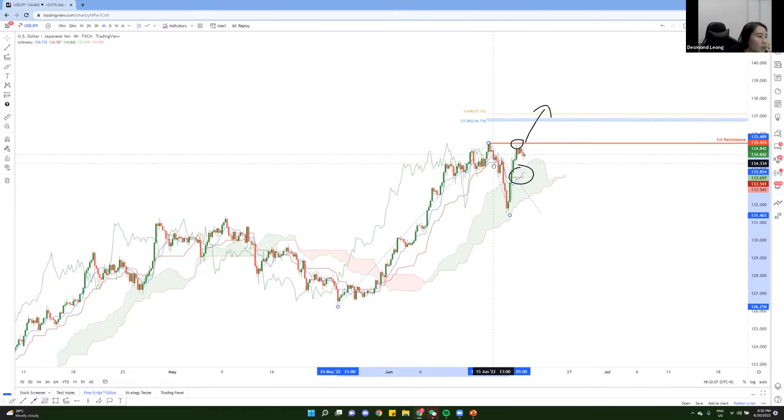But in this case, it's not that nice because there's a bit of distance, okay? I'm just showing this to you guys to show you how we usually look for take profit areas. But in this example, it's not that nice.